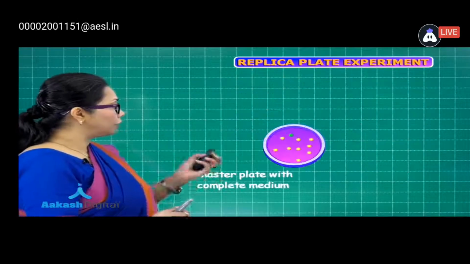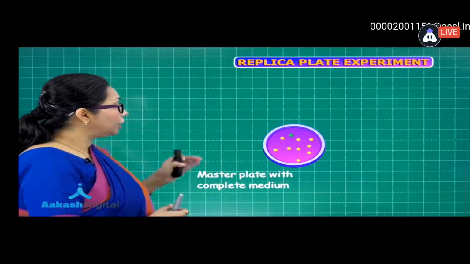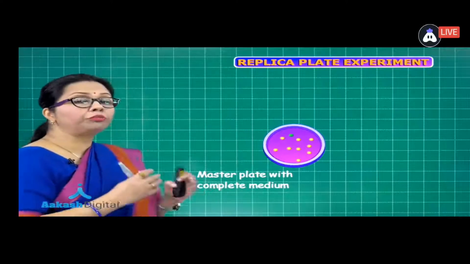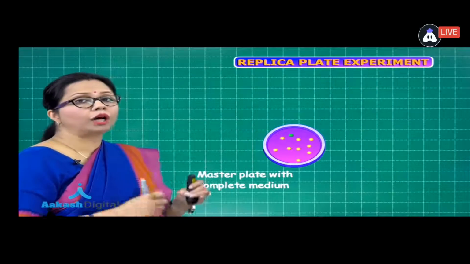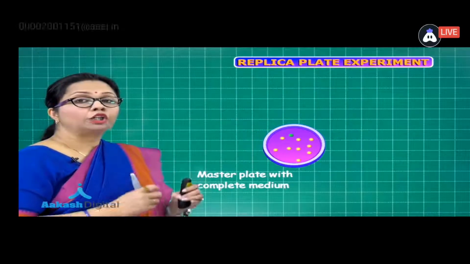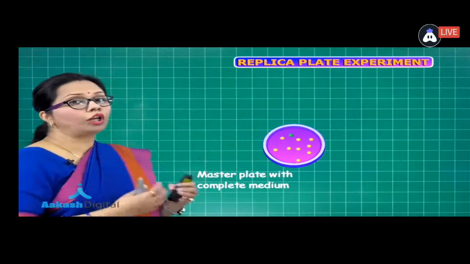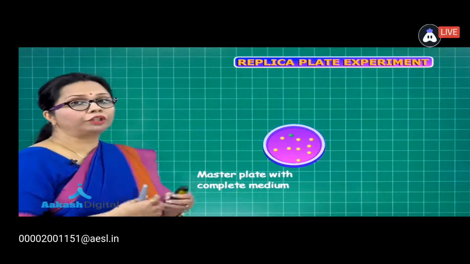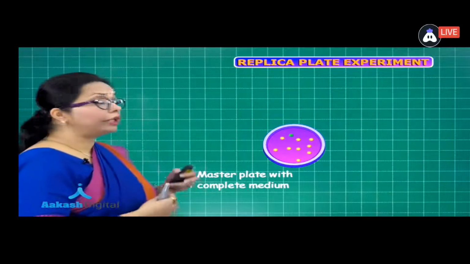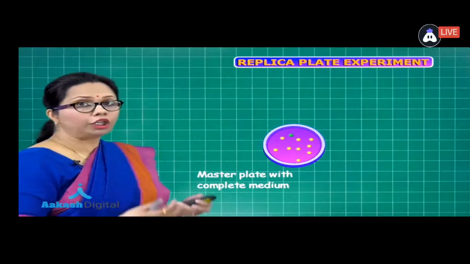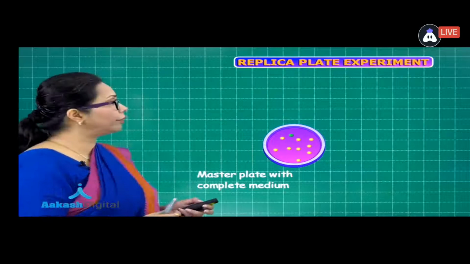So if we look at the master plate here, this is with the E. coli colonies, and here there is complete medium, which means that all the different nutrients which are required for the bacterial growth are present in this medium. So agar is mixed with this complete medium, and over it the colonies are allowed to grow after incubating the bacteria for some time. Now they developed a very ingenious technique to make copies of this master plate, and that's what is called the replica plate.